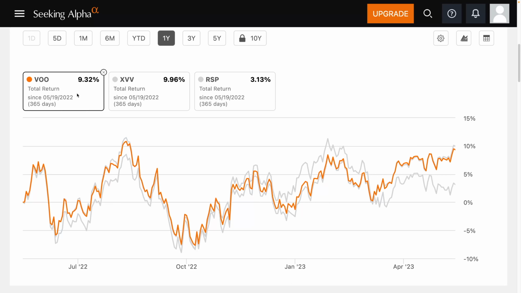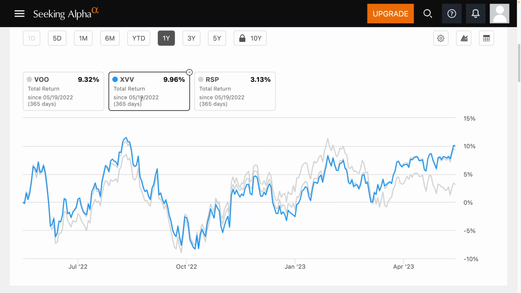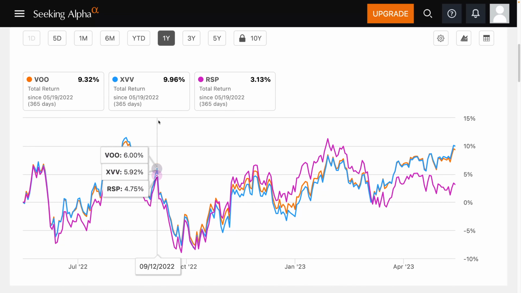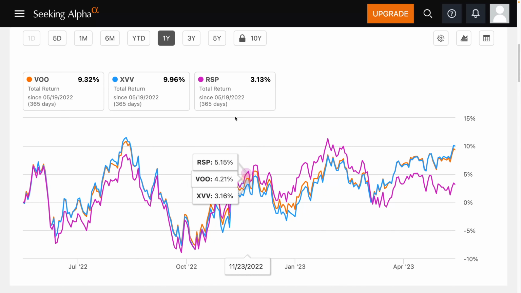in this over VOO. I'm going to continue to invest in VOO over something like this or RSP because I think over the long run, the performance has been better. And if after several years XVV starts to do better, then maybe I'll consider that. But for now, I'm going to stick with VOO.